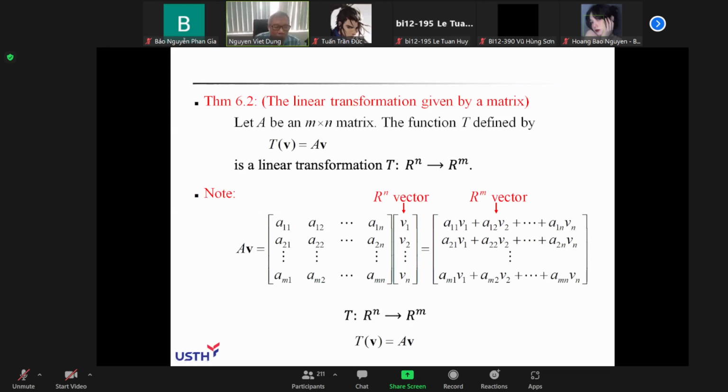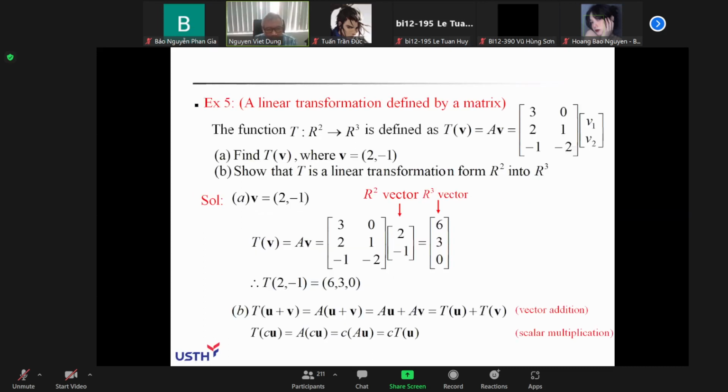And our observation says that the map T defined like that is a linear transformation. It is a linear transformation. It's a very important thing. And here is an example. If we consider A to be a 3 by 2 matrix like that, you multiply with a column matrix, you will get a column matrix here. And it is very easy for you to verify the two properties here. That is exactly the property of operations on matrices.